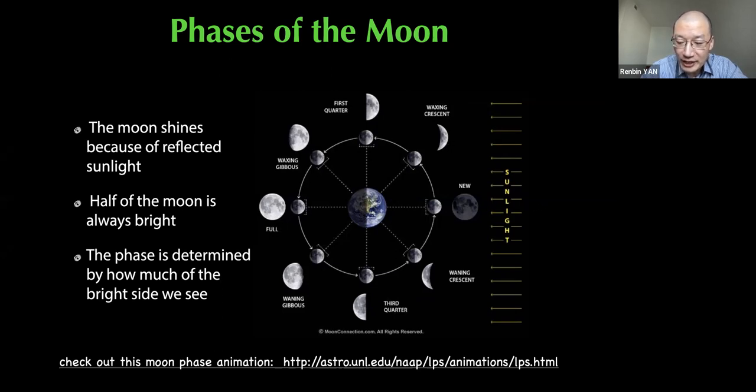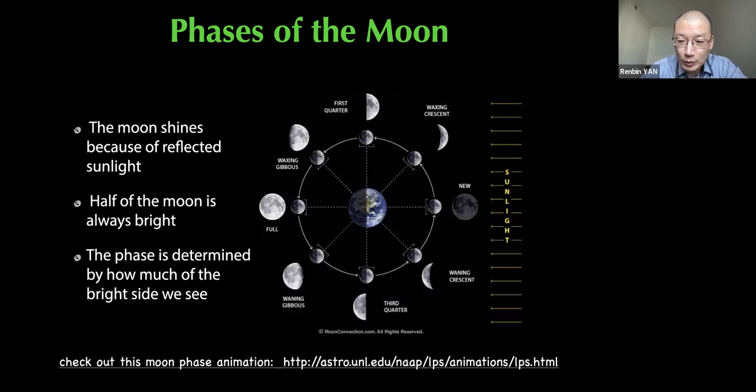For example, if the sun is shining from this direction and the moon is in roughly the same direction, okay? In this place, we cannot see any part that is bright. We can only see the darker half of the moon. And because the darker half doesn't emit visible light, we just don't see the moon at all. The moon is completely dark, and you don't really see it at night. So this is what we call the new moon.